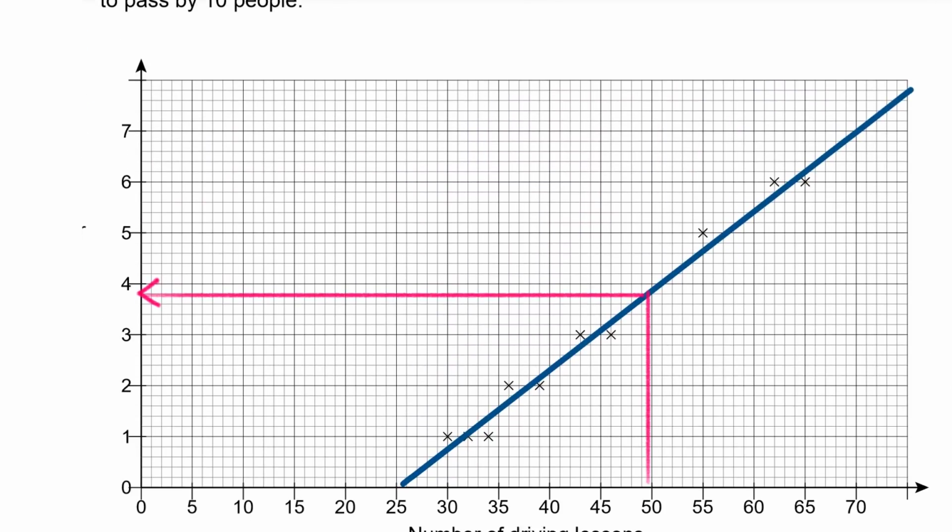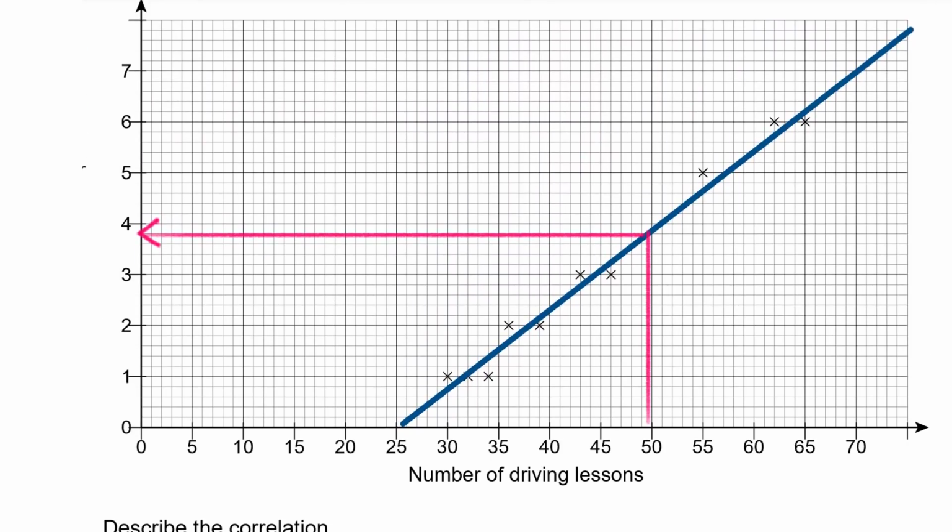So if we come back and look at the graph, you can see that we've got data for students having between 30 and 65 tests. And within that range, we clearly have strong positive correlation. What we don't have is any evidence or any data either side of that. So we've got no data for these low numbers here, and we've got no data for anything beyond 65 lessons. So whilst the data clearly shows strong positive correlation between 30 and 65, we've got no evidence that it does either side of that range.